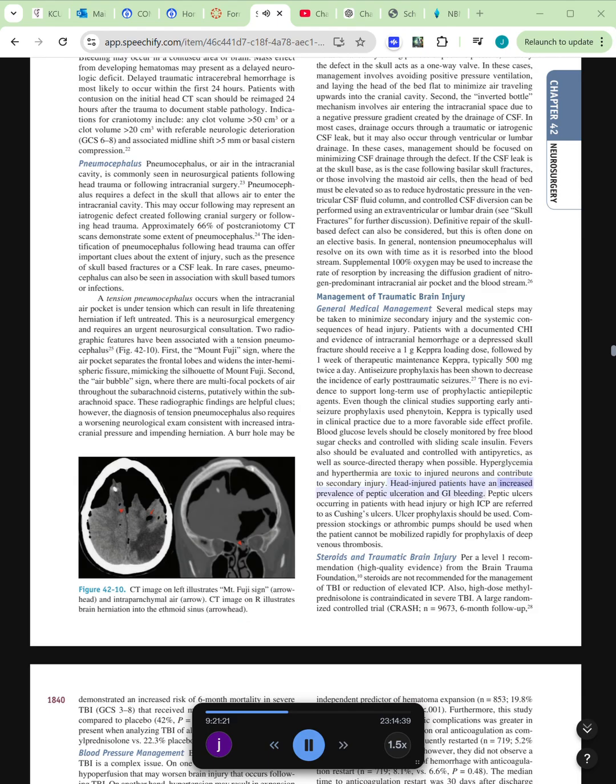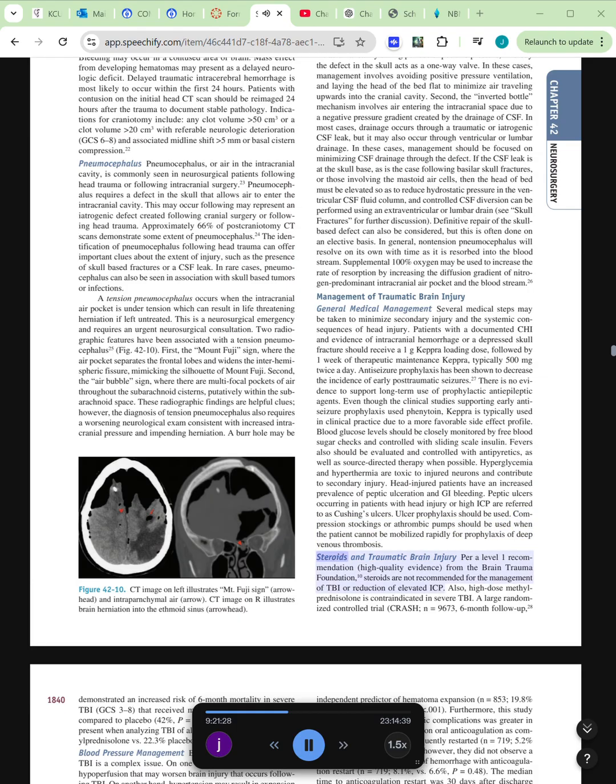Head-injured patients have an increased prevalence of peptic ulceration and GI bleeding. Peptic ulcers occurring in patients with head injury or high ICP are referred to as Cushing's ulcers. Ulcer prophylaxis should be used. Compression stockings or pneumatic pumps should be used when the patient cannot be mobilized rapidly, for prophylaxis of deep venous thrombosis.